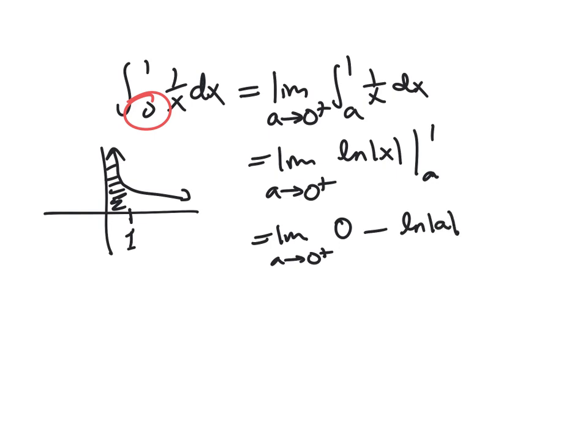So as a is approaching 0 from the right, this value in here is really, really small. And so for the natural log, that means it's going to minus infinity. But we have a minus out front, and so our area is going to go off to infinity. So again, this is an improper integral because of this asymptote here, and we end up getting infinity, and so this diverges.